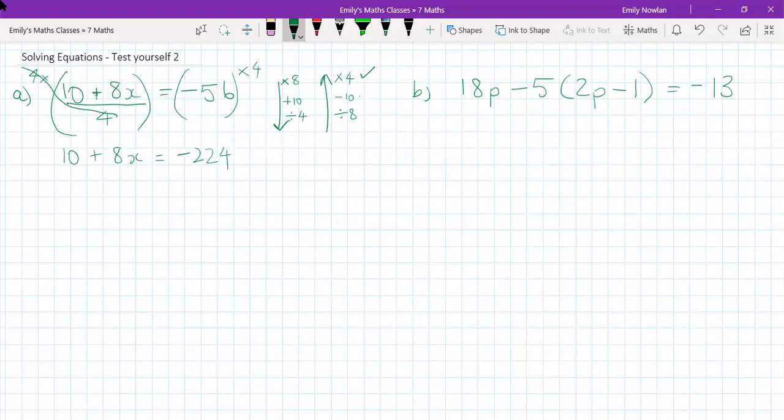Okay, we've done that. Now we need to take away the 10. That's the next thing to do. Take away 10 from both sides. So 10 minus 10 goes, we're left with 8x equals now minus 224 minus another 10 is minus 234. So we've done that. Last thing, divide by 8. Divide by 8, divide by 8. 8 on 8 goes, we're left with x is equal to, divide by 8, and we get minus 29.25.